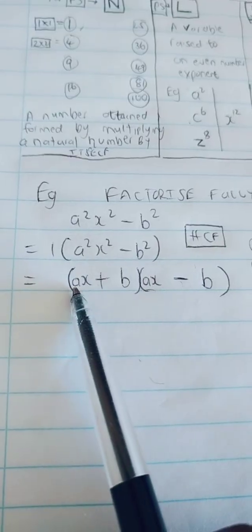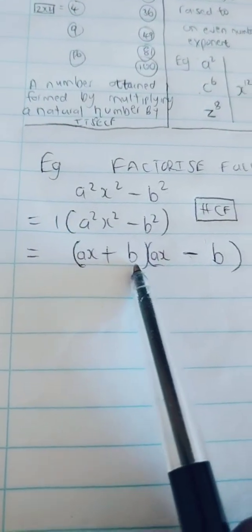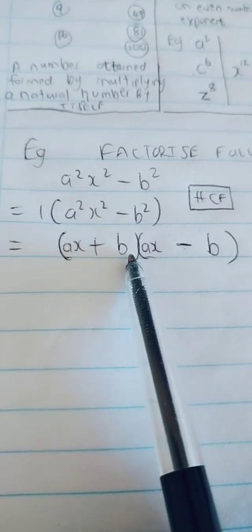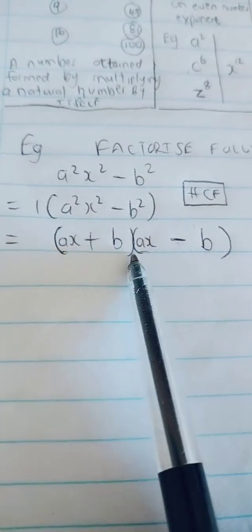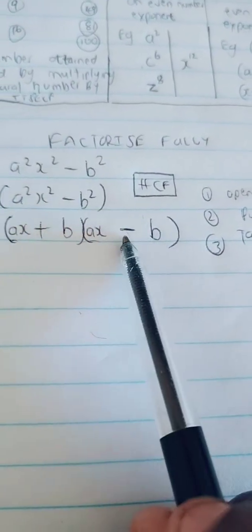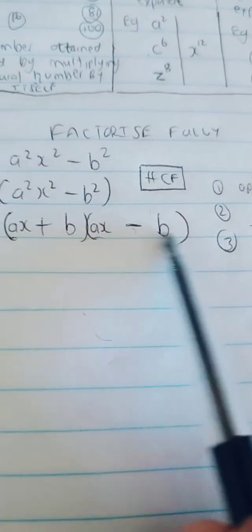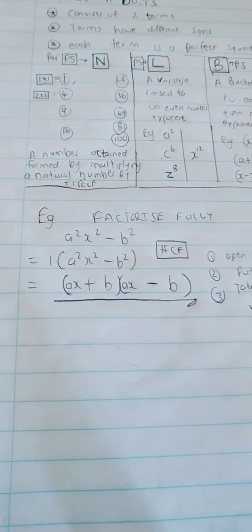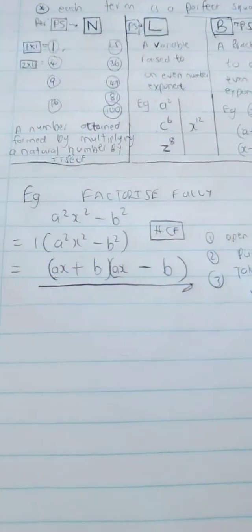When we are done, we look at ax plus b in this bracket. Can we factorize further? No. Are there any like terms? No. So that means we end there for this bracket. We look at this bracket. Can we factorize further? No. Are there any like terms? No. That means that is the end of our factorization. Difference of two squares factorization is done in this fashion.